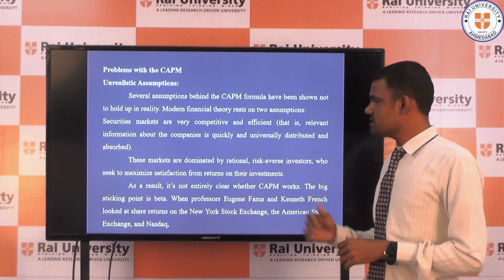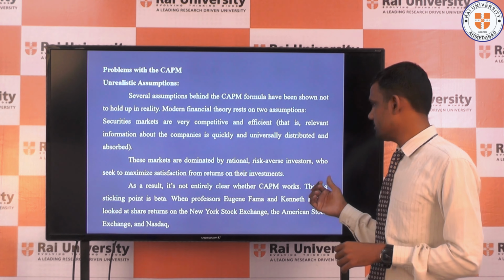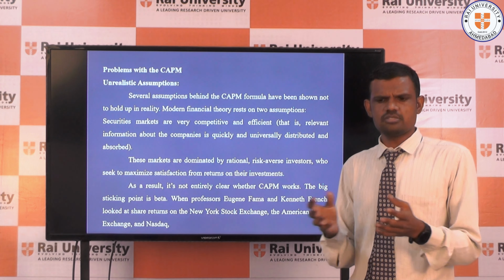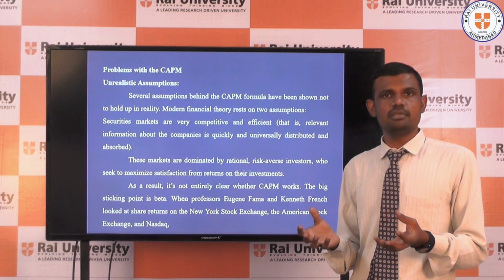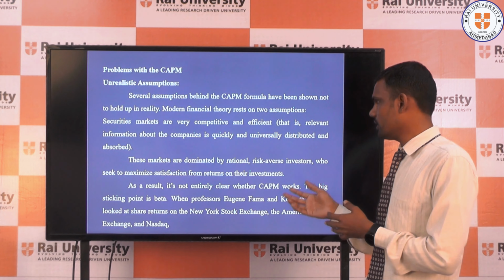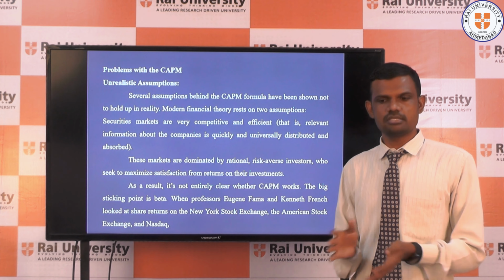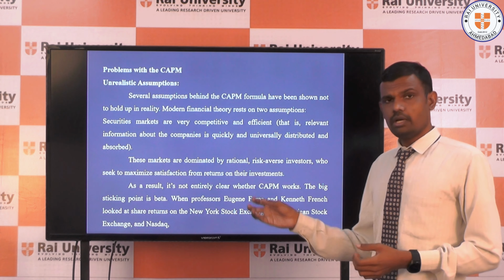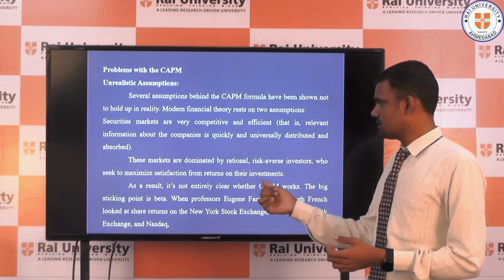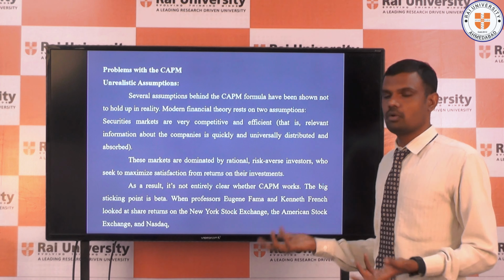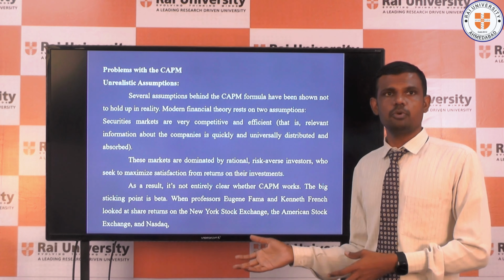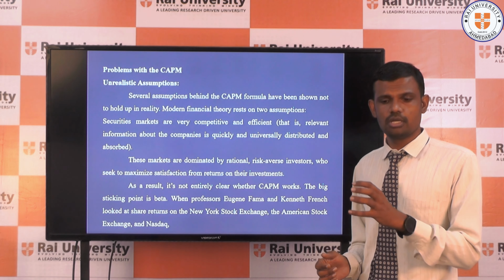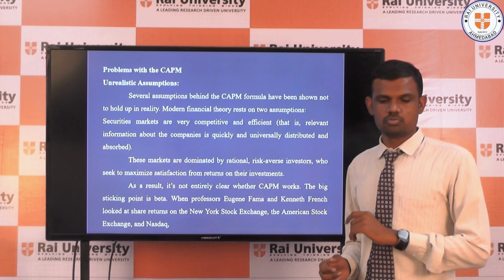Now another, these markets are dominated by rational, risk-averse investors who seek to maximize satisfaction from the return on their investment. So this is not possible every time. How can everyone be rational each and every time? And how can people always be risk-averse? So this is not possible in each and every situation. As a result, what will happen? It's not entirely clear whether CAPM works or not. If these assumptions are not possible in real life, then how will it be applicable in real life? So these are the major problems with this model.